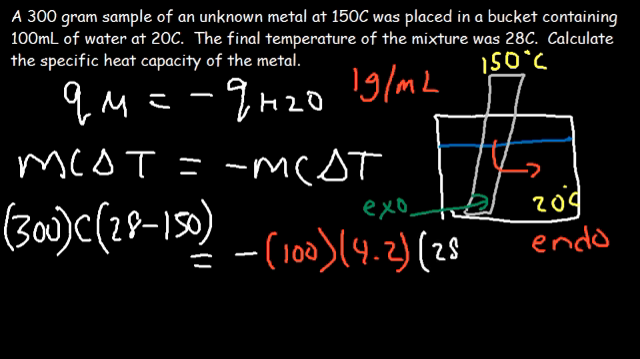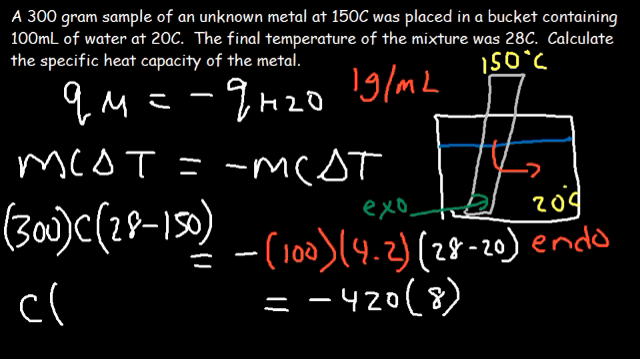The final is 28. The initial is 20. So on the right side, we have negative 4200 if we multiply, well actually that's 420, if we multiply 4.2 times 100. 28 minus 20 is 8. So the right side is negative. Now 28 minus 150, that's a negative number. That's negative 122.